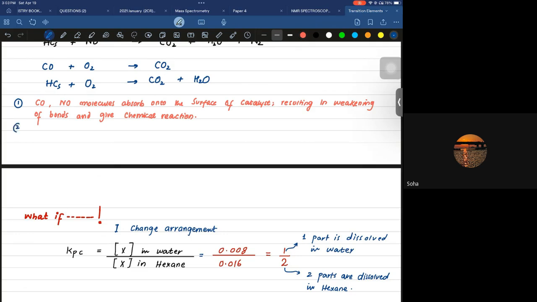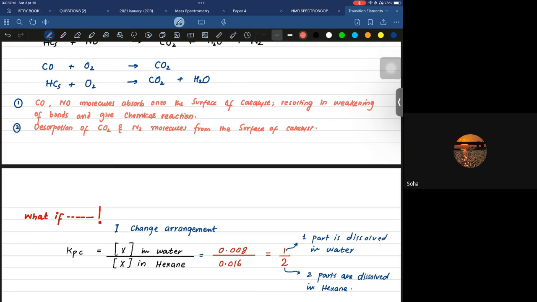Step number two says desorption of carbon dioxide and N2 molecules from the surface of the catalyst.